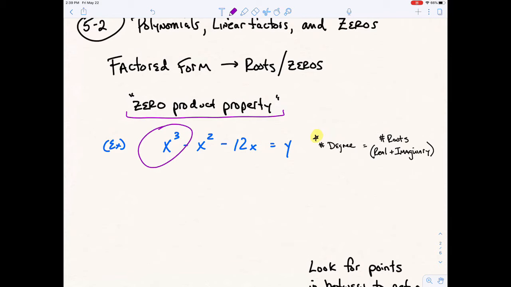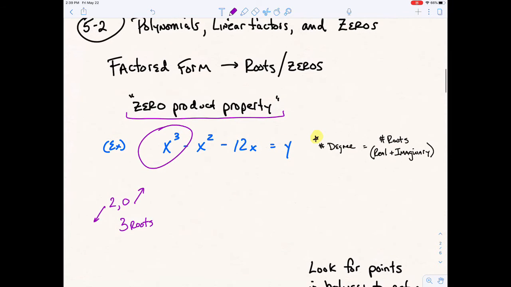By the way, this one item already tells me that I'm going to have down-up behavior. It tells me that I'm either going to have 2 or no turning points, and it tells me that I'm going to have 3 roots. So I get a lot of information from that very first piece. Now, what else can I do with it? Well, let's go ahead and change out the y for a 0. And if I swap out the y for the 0, we can factor.